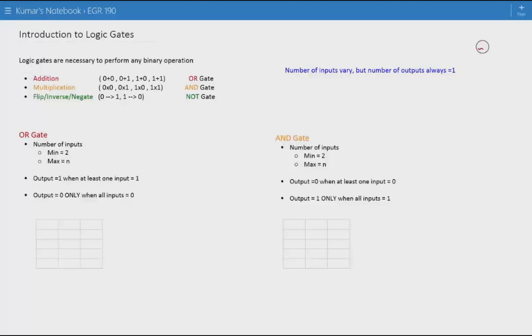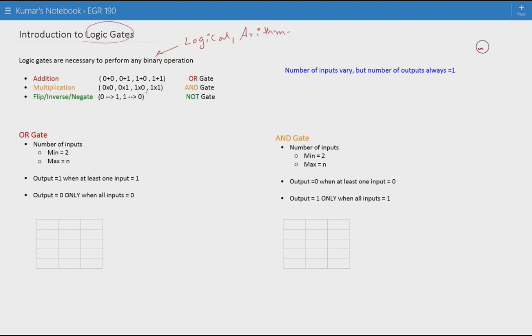Hello again. In this short video, we're going to look into something called logic gates. Logic gates are the fundamental building blocks of any digital circuit or system. They can be used to perform any logical or arithmetic operations, so any binary operation for that matter. It could be logical or it could be arithmetic.